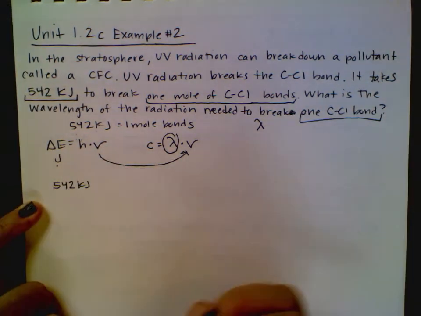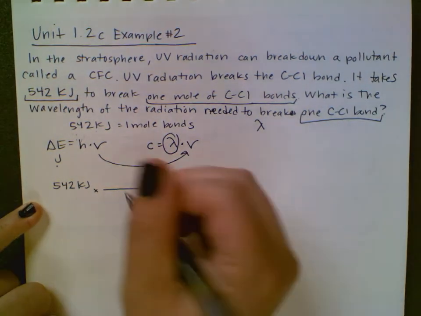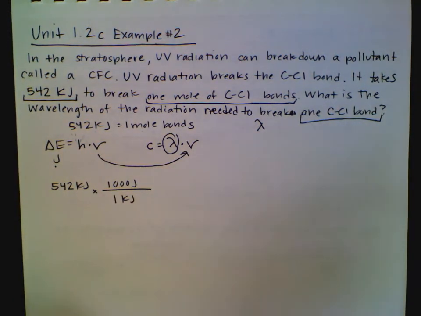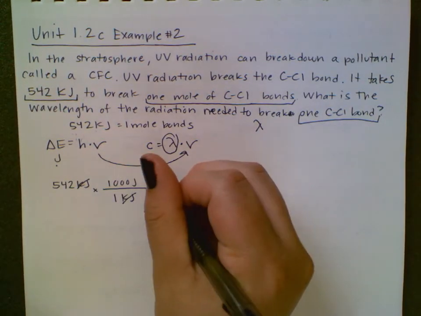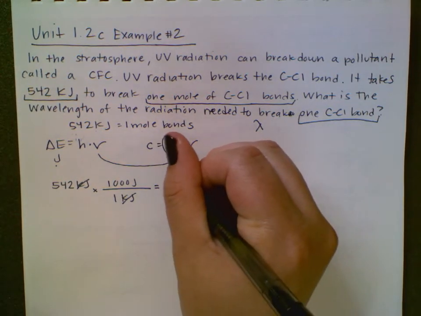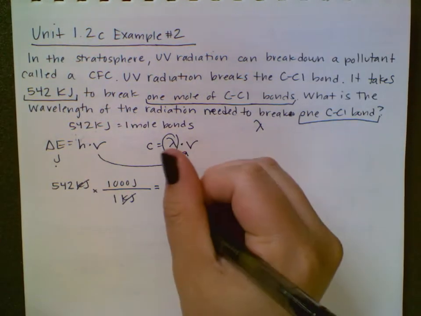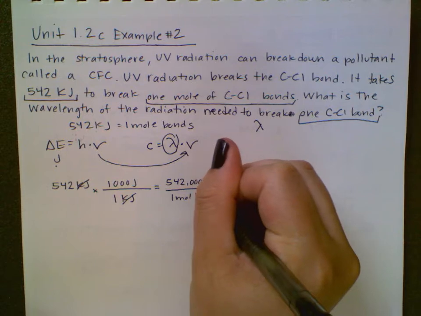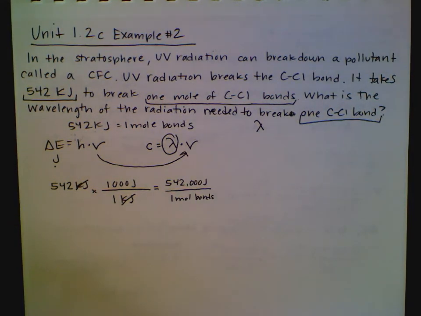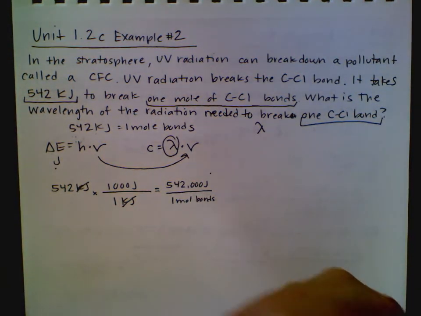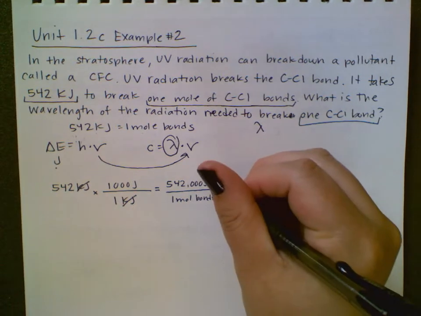542 kilojoules, and I want to convert them to joules. So there are 1,000 joules for every 1 kilojoule. Kilojoules cancel out, and I get 542,000 joules. Okay, now that is for 1 mole of bonds. And I want to get 1 specific bond. So I need to figure out how to do that. So this energy value comes from 6.02 times 10 to the 23rd bonds breaking. So that's what we've got to get into.